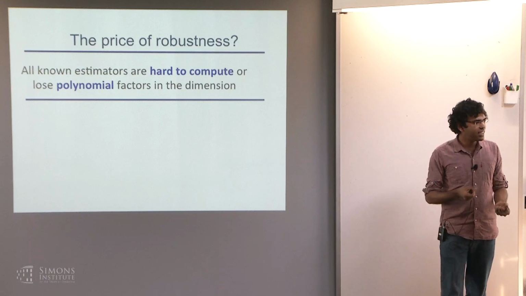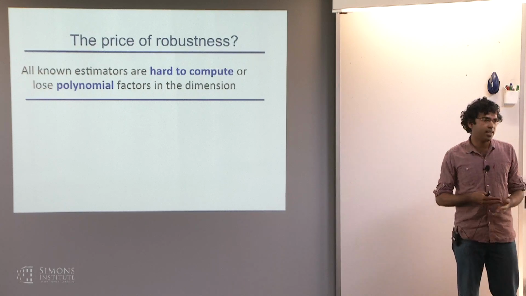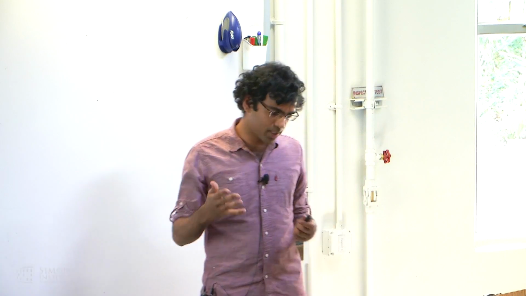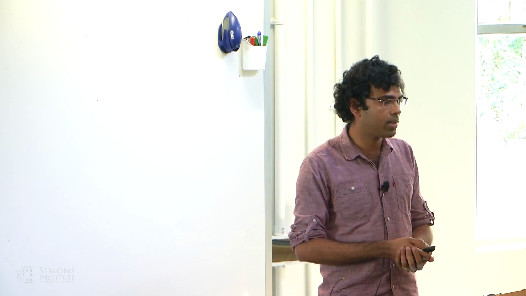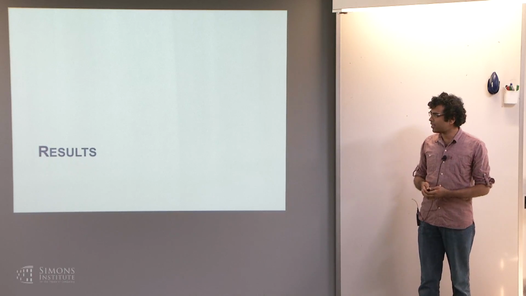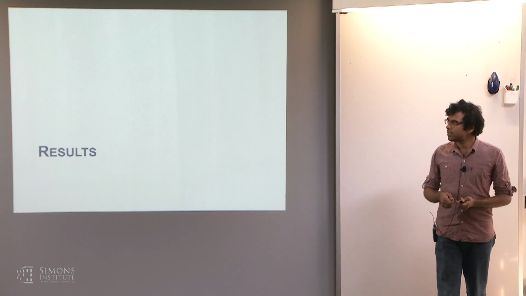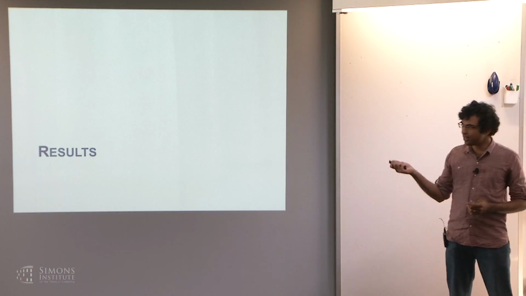So then the question is, is this all we can do? Robust statistics has existed for many decades, and until about a year back, this was the status: either we have a very computationally expensive algorithm, or a polynomial dependence on the dimension in the error guarantee. Thankfully we have an answer: it need not be the case. There are now efficient algorithms which have good error guarantees. Let me state the results here.